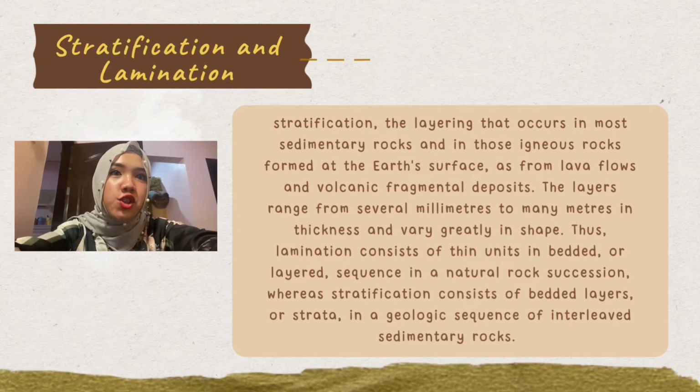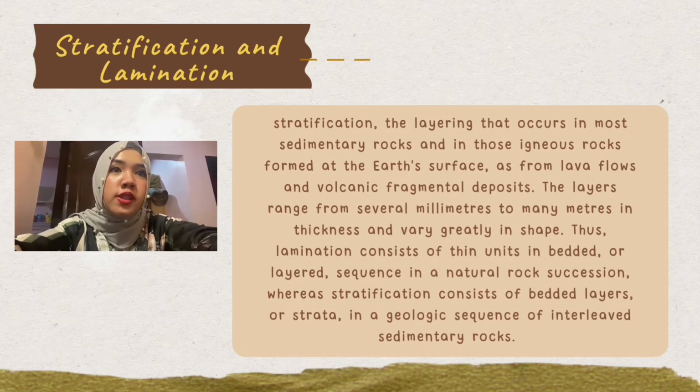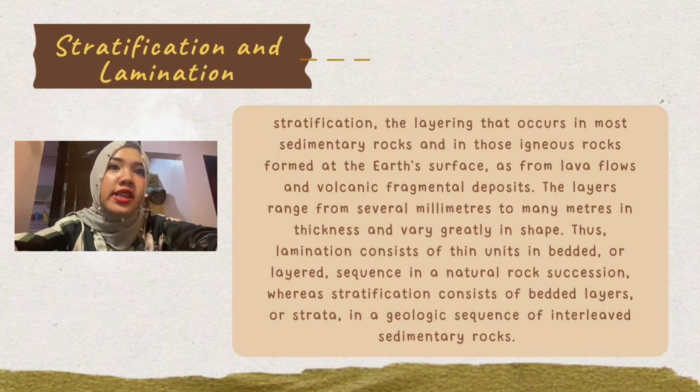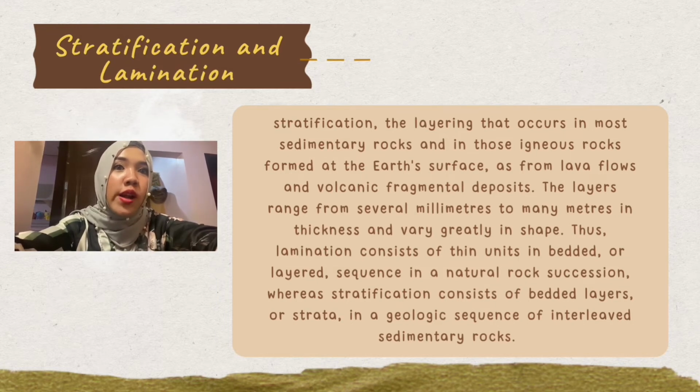Stratification and lamination. Stratification is the layering that occurs in most sedimentary rock and in those igneous rocks formed at the Earth's surface, such as from lava flows and volcanic fragmental deposits. The layers range from several millimeters to many meters in thickness and vary greatly in shape. Thus, lamination consists of thin units embedded or layered, sequenced in a natural rock succession, whereas stratification consists of bedded layers or strata in a geological sequence of interleaved sedimentary rock.